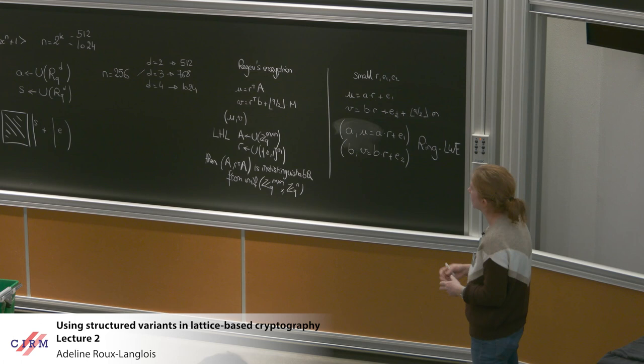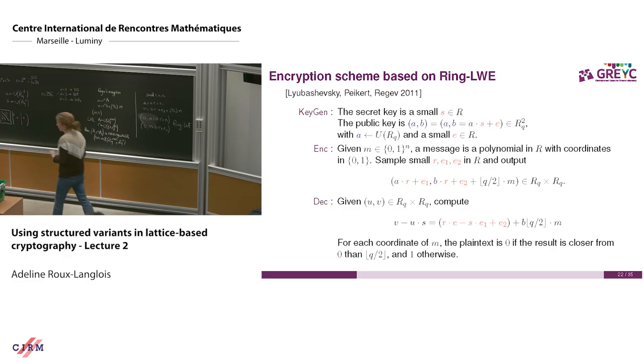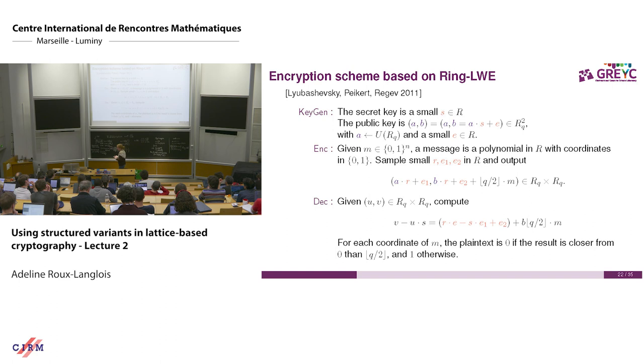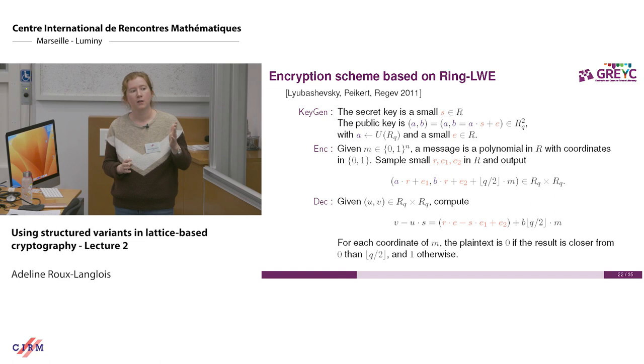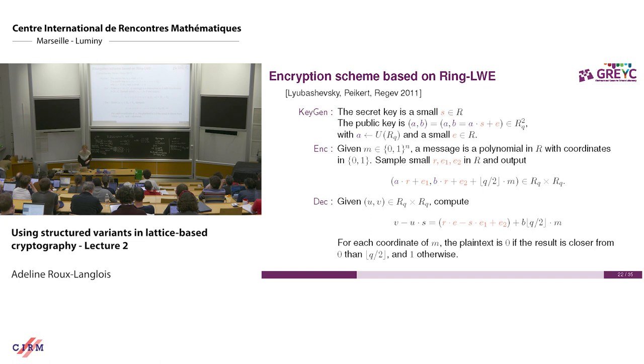The plaintext is 0 if it's closer to 0, and it's 1, sorry, if it's closer to Q over 2. So it's very similar. You just use this idea of replacing Z to the N by R. And it works quite the same.